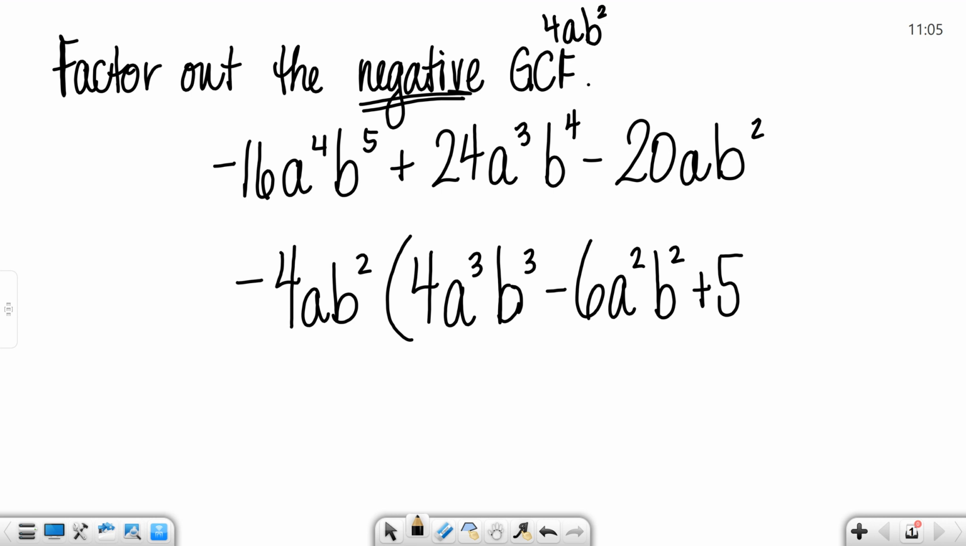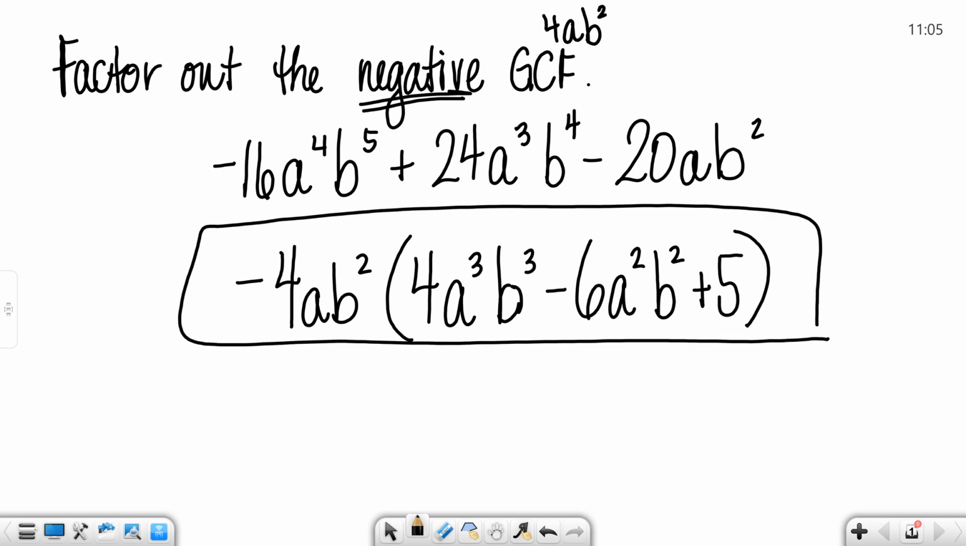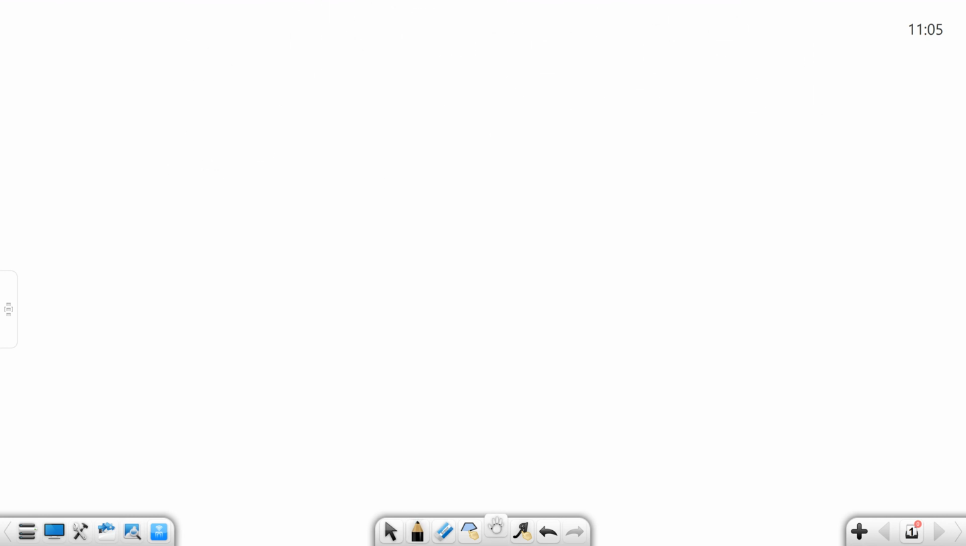A divided by a gives me 1. And b squared divided by b squared gives me 1. So this would be my final answer. So those are examples of just factoring. You're taking out the greatest common factor.